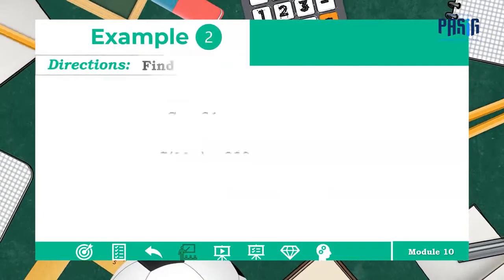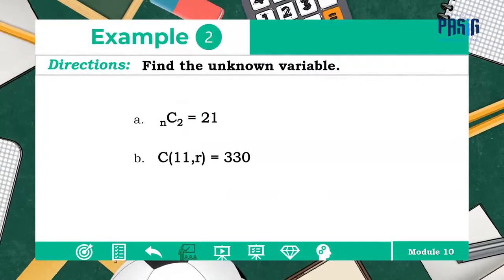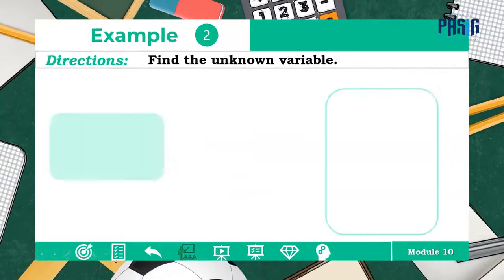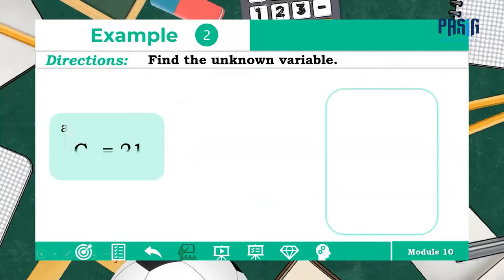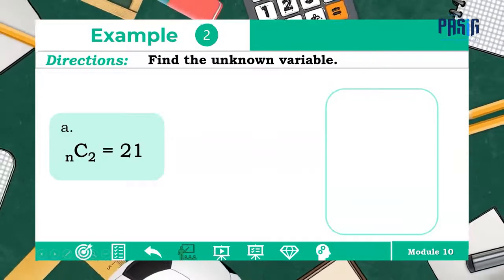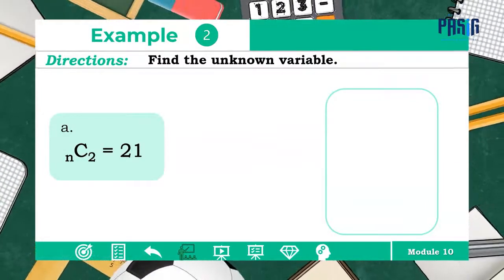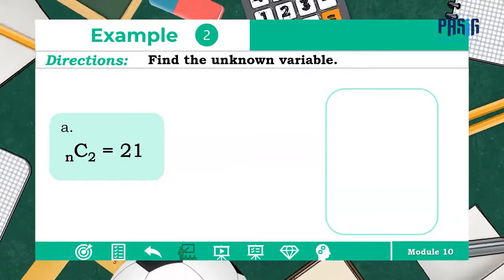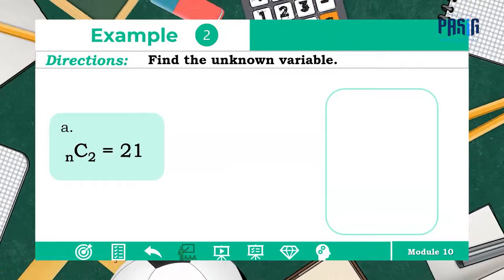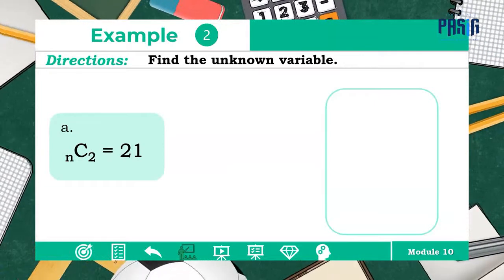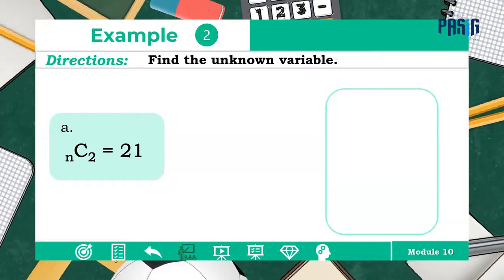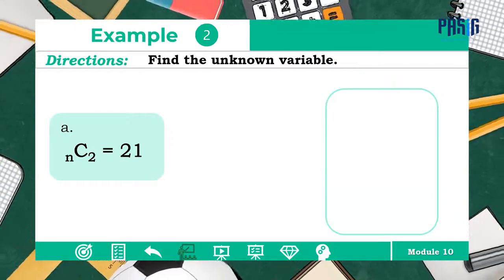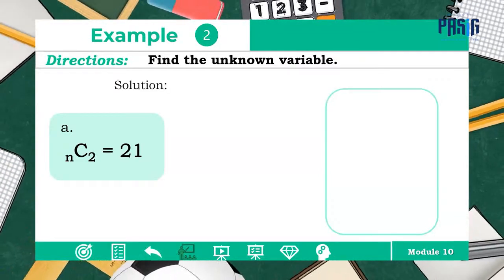Example 2. Find the unknown variable. Letter A. The combination of n taken 2 at a time is equal to 21. We can solve the value of n in this equation using the combination formula. Substituting n and the value of r will give us this equation.